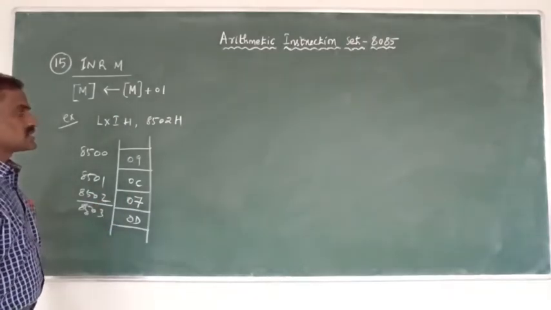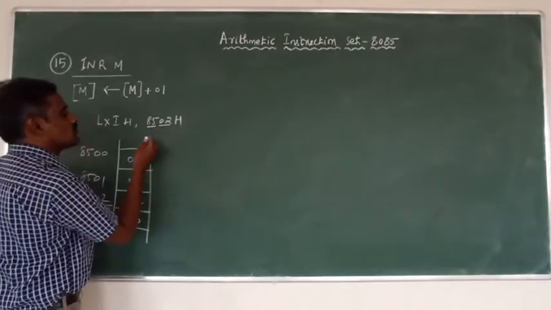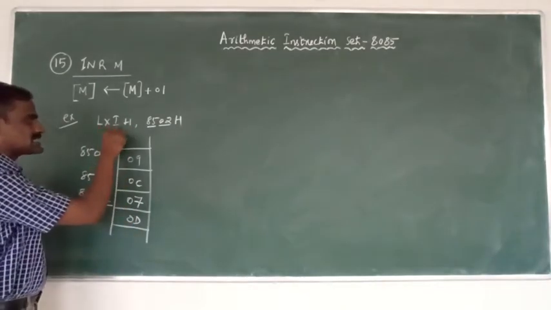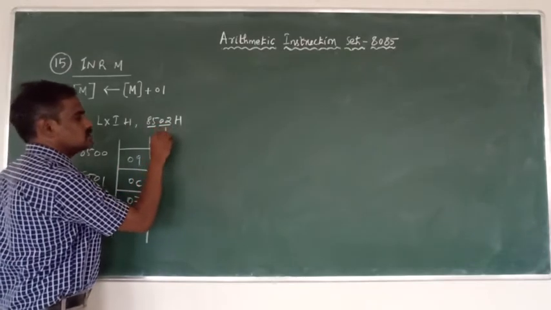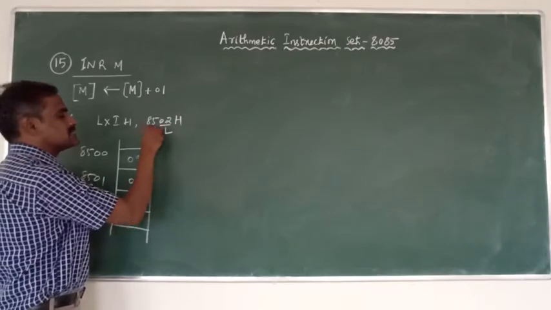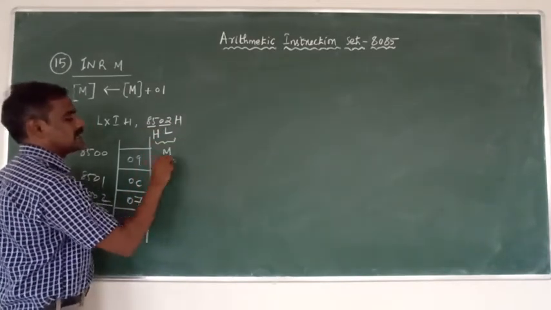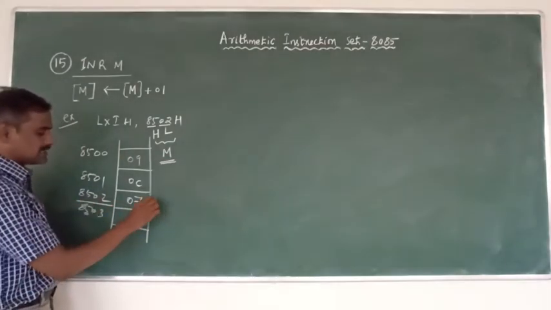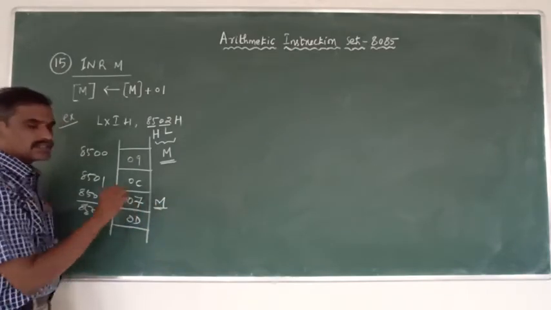First we have to initialize the memory address. For that we can use the instruction LXI H, 8502. Here 02 goes in register L and 85 in register H. These two represent the memory address. In this address location we have the 07 data.